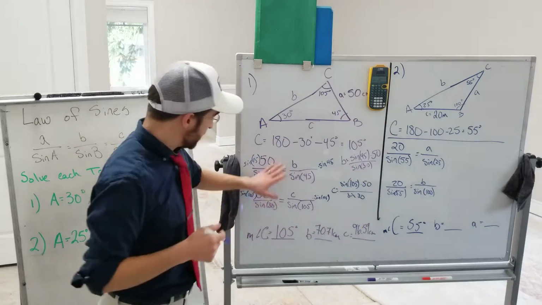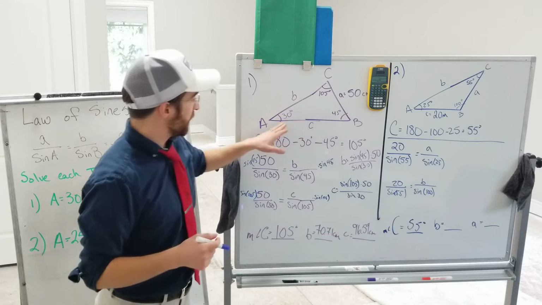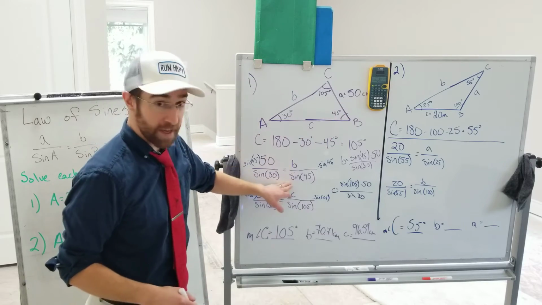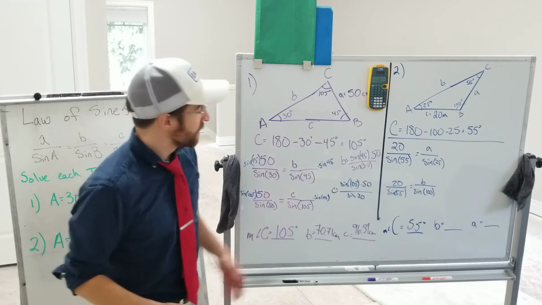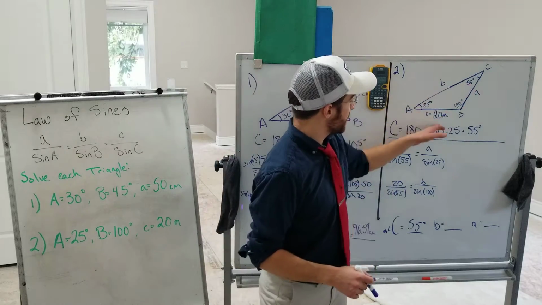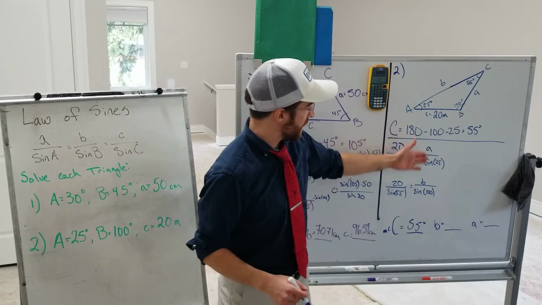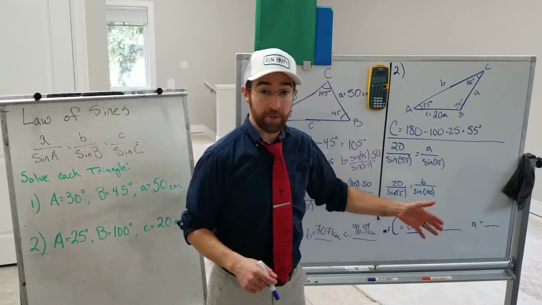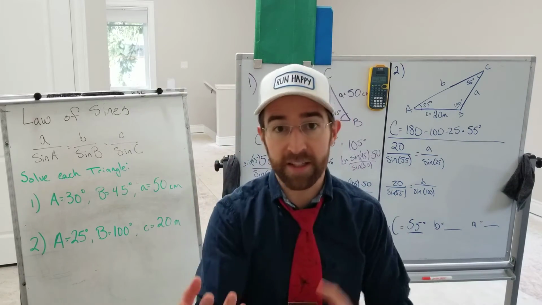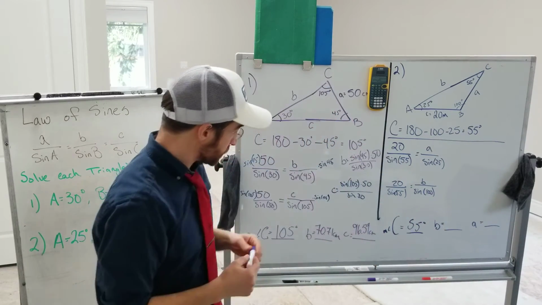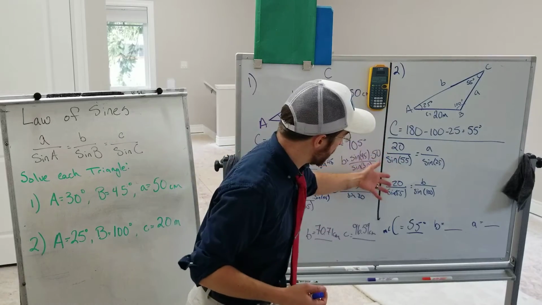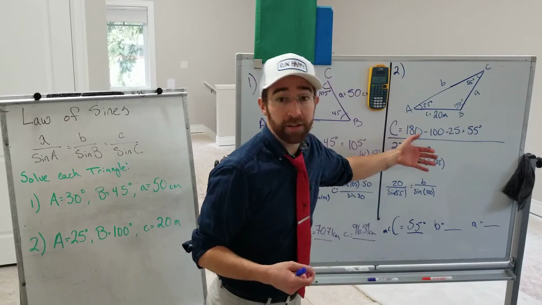Just like we did here, we used A divided by sine A equals B over sine B equals C over sine C. Here we're using C over sine C equals A over sine A equals B over sine B because we know side C and angle C. So now we just need to solve each of these equations for side A and side B.